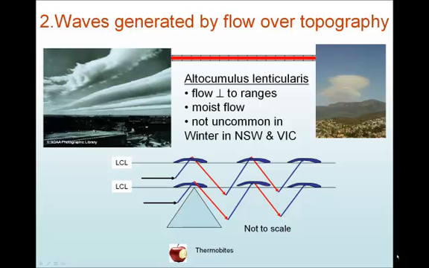So this is altocumulus lenticularis because it's lens-shaped, and you can see on the picture on the right there's two levels of cloud there, the flying saucer-shaped cloud, and on the left from the NOAA library, streets of cloud separated by regular clear bands. This is not uncommon in wintertime, in particular in New South Wales in a strong westerly, or in Victoria in either a westerly or a northerly.